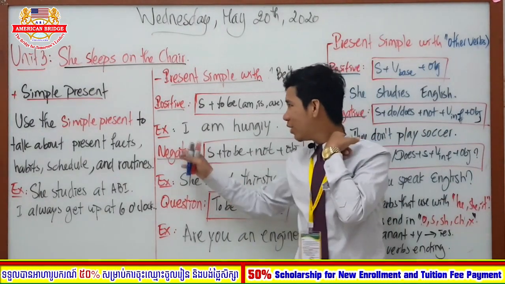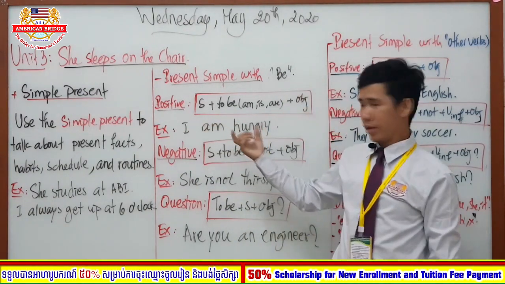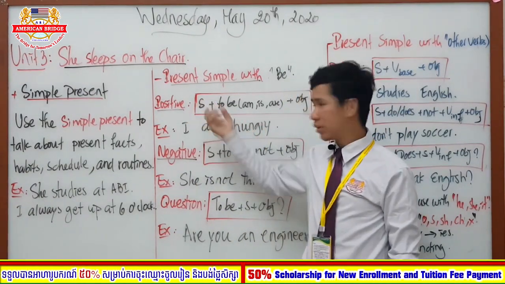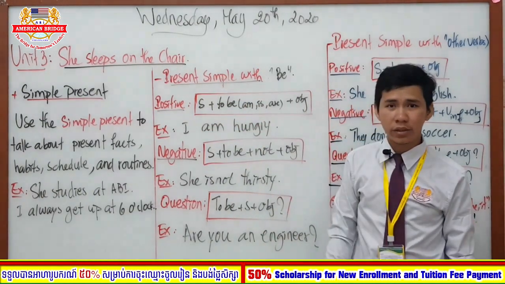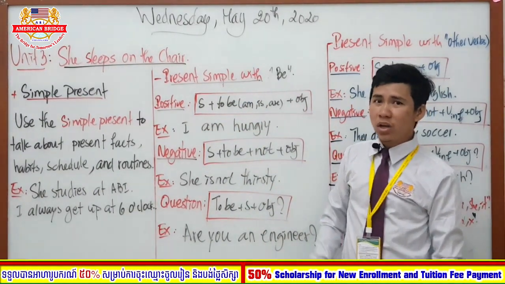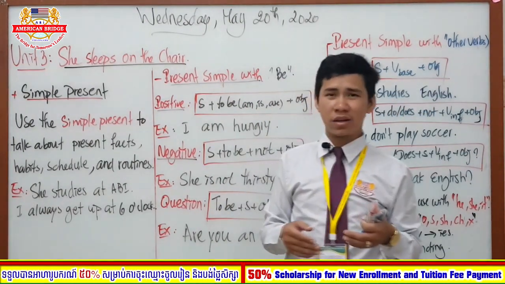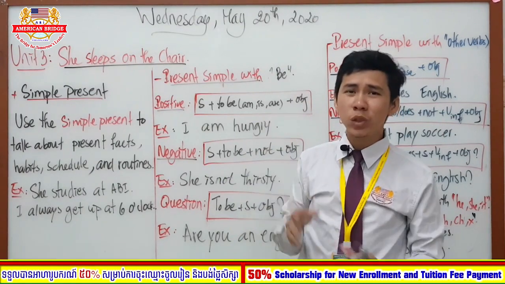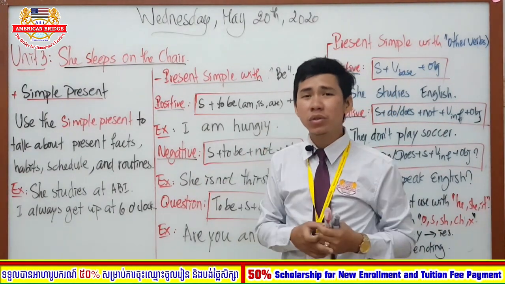All right. Let's look at our example. I am hungry. I is the subject. Am is to be am. Hungry is an object. So an object here can be used in many ways. You can use it as a complement, you can use it as a noun, or whatever you want to use, it depends on you, right?